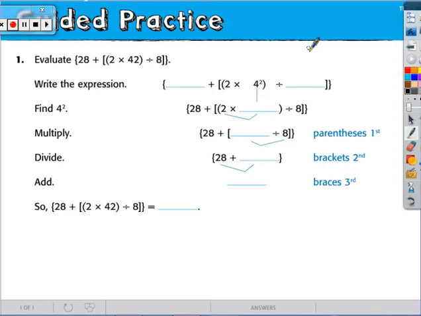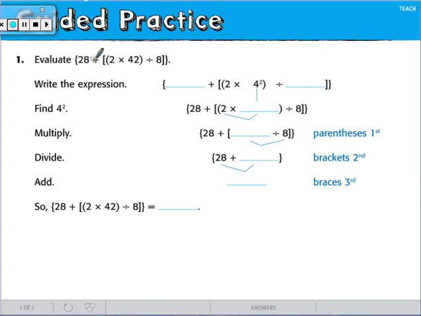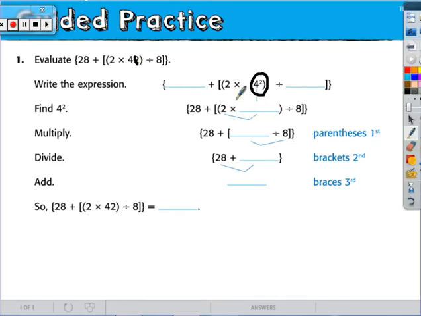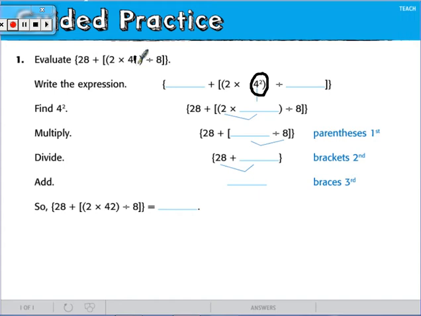All right. So our guided practice right now. We need to evaluate 28 plus, inside, we have braces, brackets, and parentheses. Now, there's a typo. You guys see the typo? See here, it's 4 to the second power. That's the way it's supposed to be written. So inside your book, I want you to cross off the 2. All right, and I am going to change the color of my pen here and get rid of the 2.